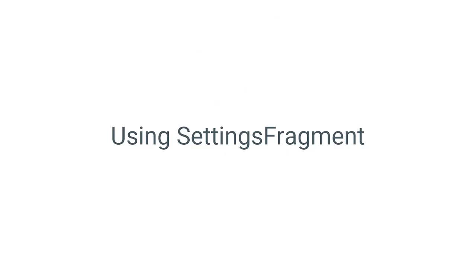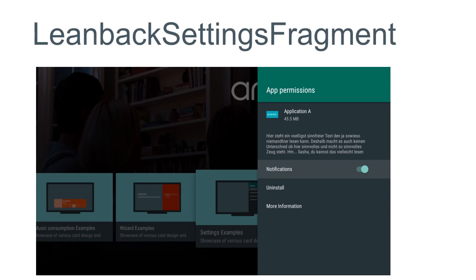Settings. So in Android N, we have redesigned the Android TV settings app. It's now like a side panel laying on top of other content. If you want your app also to use the same feature, you can use Leanback settings fragment.